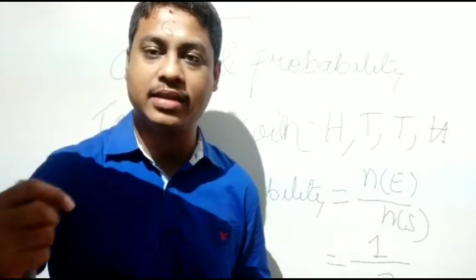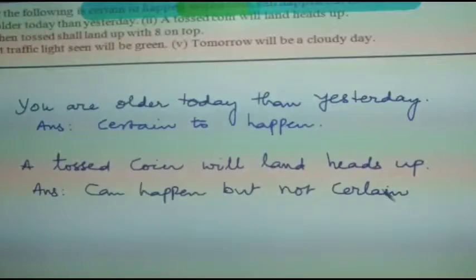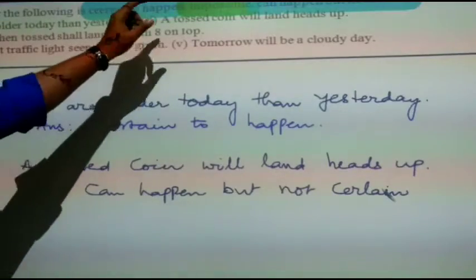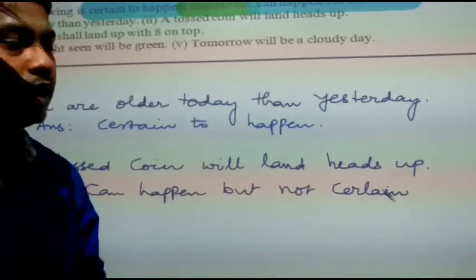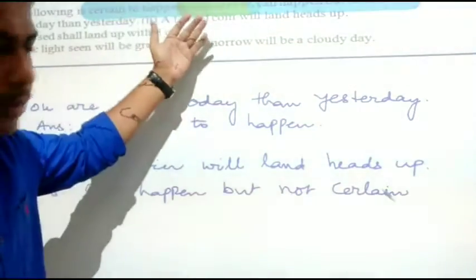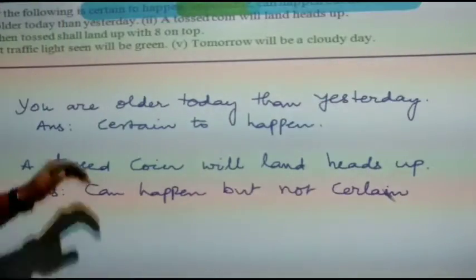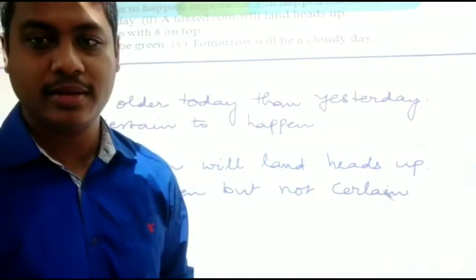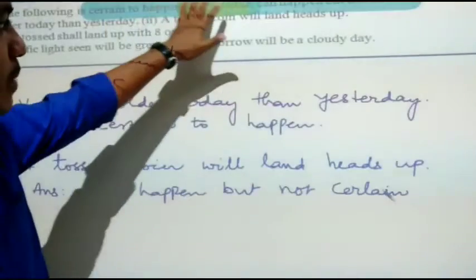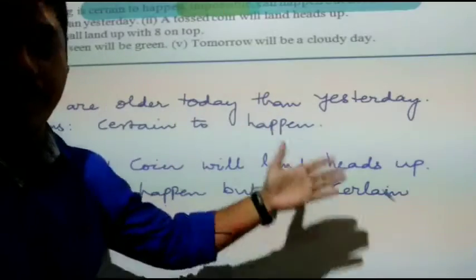So let us start with Exercise 3.4. It will be more clear if I start the exercise. Let us start question number 1. The question is, tell whether the following is certain to happen, impossible, or can happen but not certain. That means you have to write whether each point is certain to happen, impossible, or can happen but not certain. The first one: you are older today than yesterday. Will it happen, impossible, can happen but not certain? So this is certain to happen.